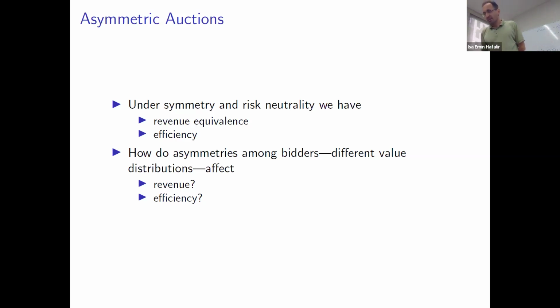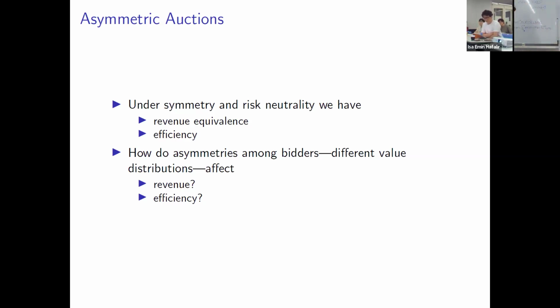In order to start working on this, we can consider the simplest case of two bidders, one bidder weak, one bidder strong. For instance, we can consider one bidder having first order stochastically better values than the other bidder, right? So with symmetry, we have revenue equivalence and efficiency. And when we have these asymmetries, we are only going to consider the two bidder case. Also our paper, BJ, has only considered the two bidder case. We are thinking about how this affects revenue and efficiency.